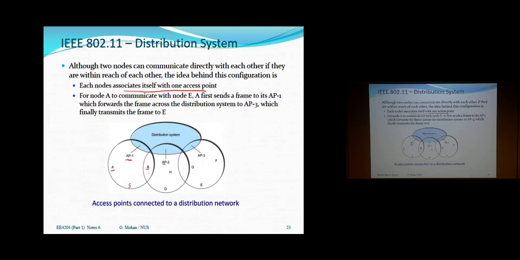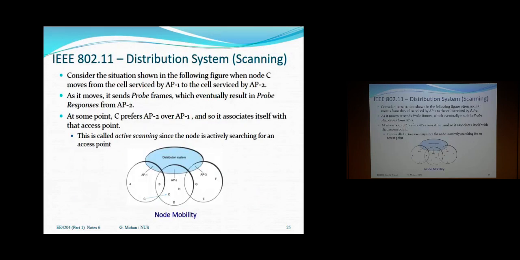Okay. So maybe look at this case. C is initially associated with access point 1. In the case of Wi-Fi, it is a small box. In the case of cellular communication, it's a cellular tower. Okay. So let's look at Wi-Fi. So it's an access point. This is something like a base station. So C is attached to access point 1.